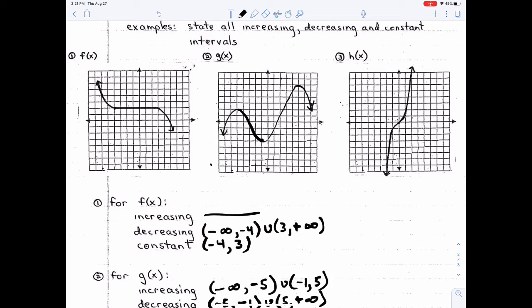Okay, then what's the graph do? It turns around and goes back up. So over here, it's going down. Over here, it's going up. Well, at what point did it stop going down and start going up? Right here.